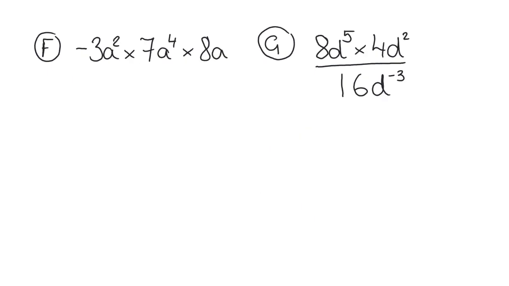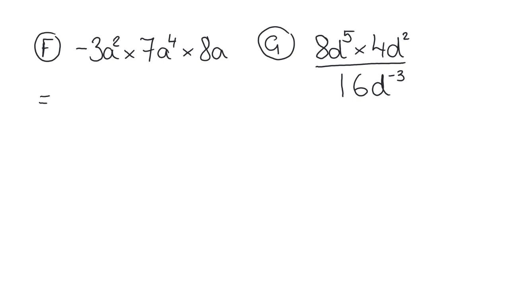Well, moving on to a couple more examples where we've got more than just two terms to multiply or divide. So in example F, it can look slightly more complex because we've got three sets of terms with coefficients. So we've got minus 3a squared times 7a to the power of 4 times 8a, which we know is 8a to the power of 1.